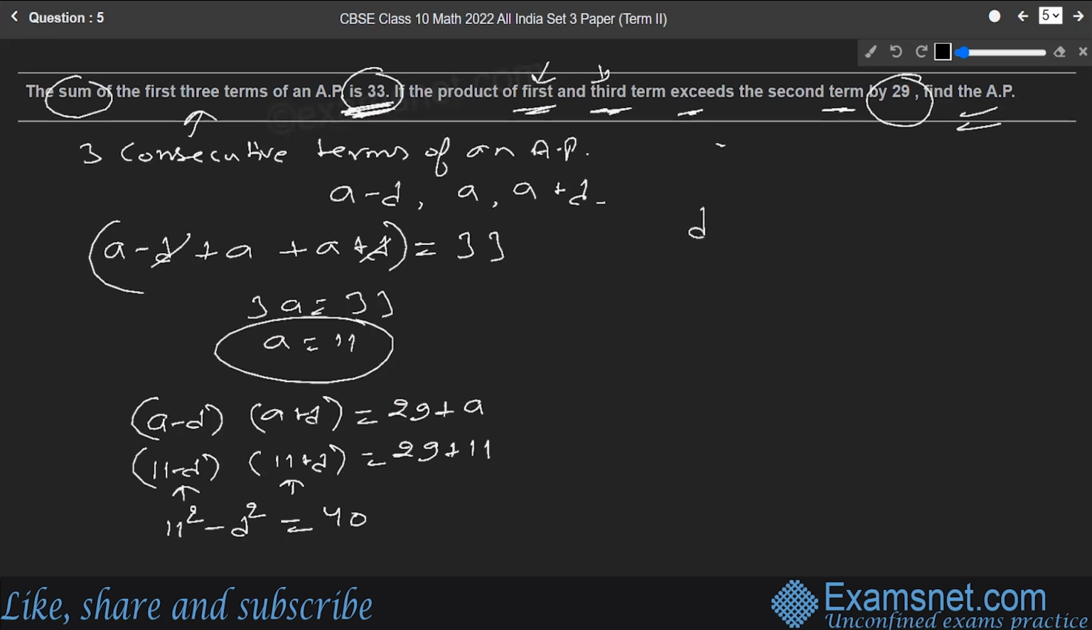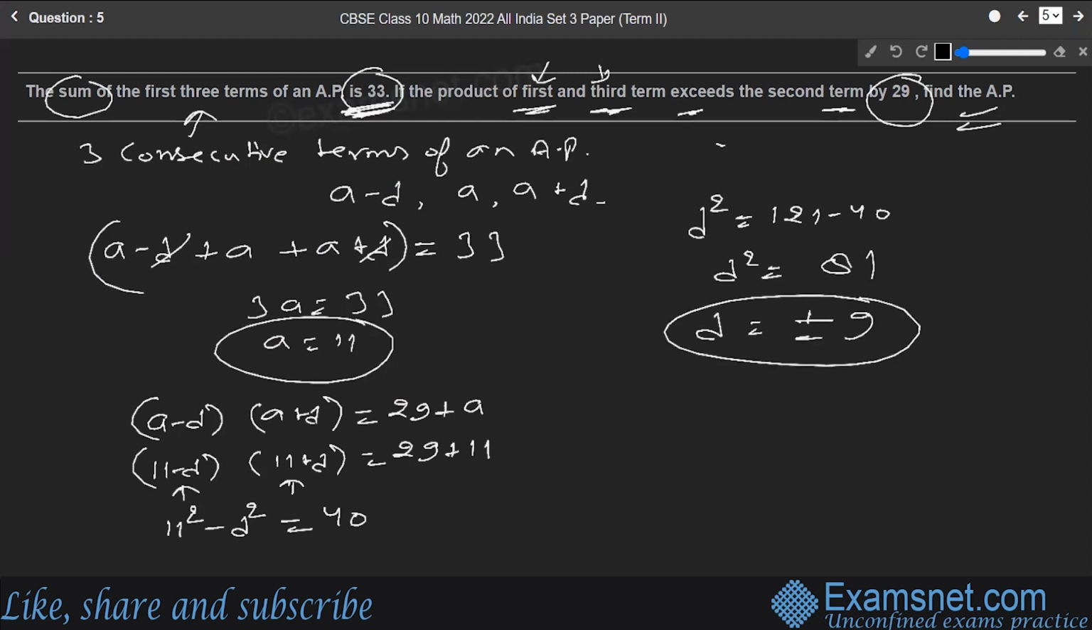So from here we can find out D square value as 121 minus 40, and D square value is coming out to be 81. So D can have two values, plus minus 9. Okay, so what he has asked us to find out is the AP. So let us do it one by one. If the value of plus 9 is taken, the AP becomes 11 minus 9, 11 and 11 plus 9. That is nothing but 2, 11 and 20.